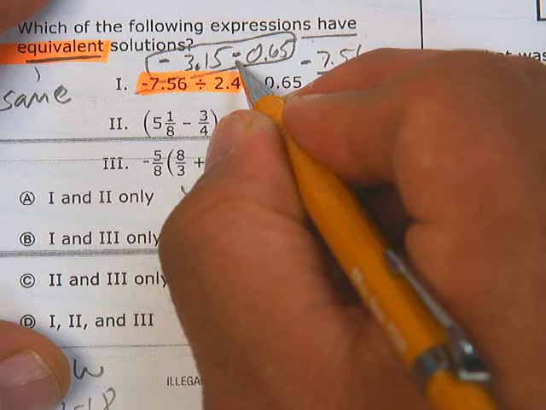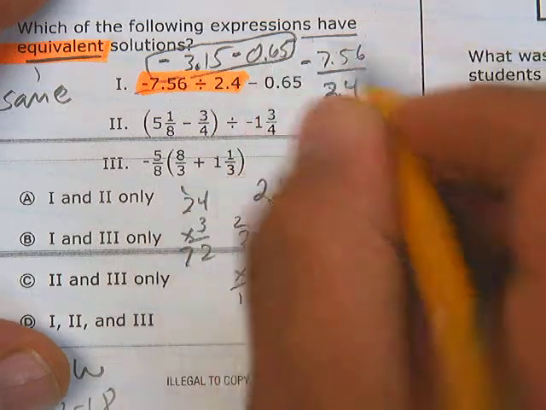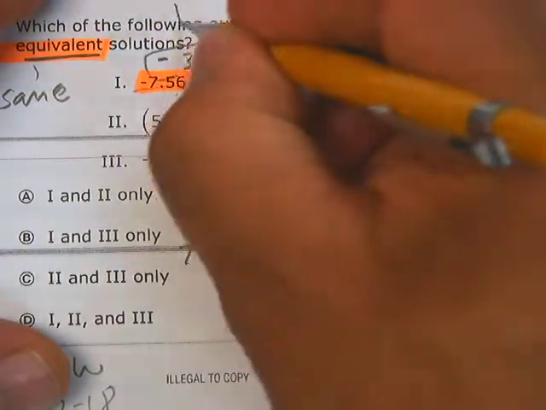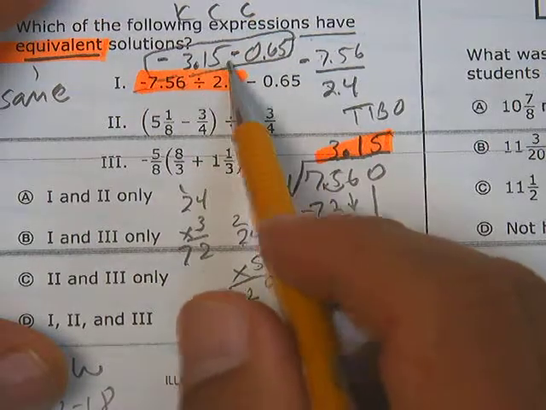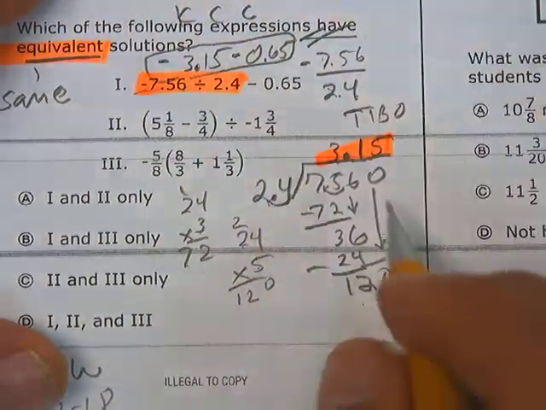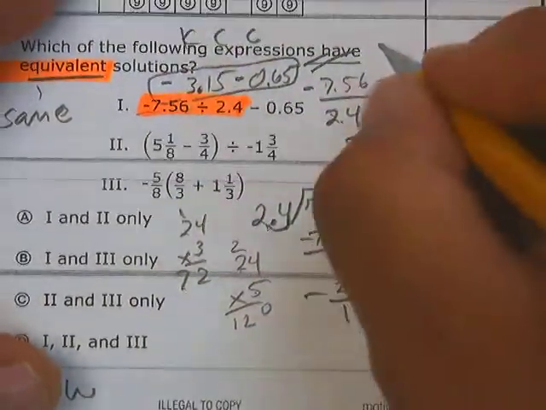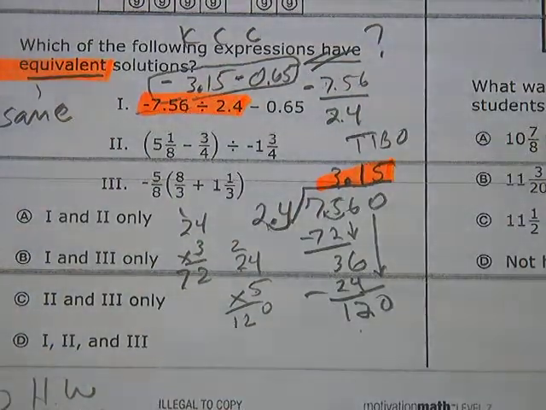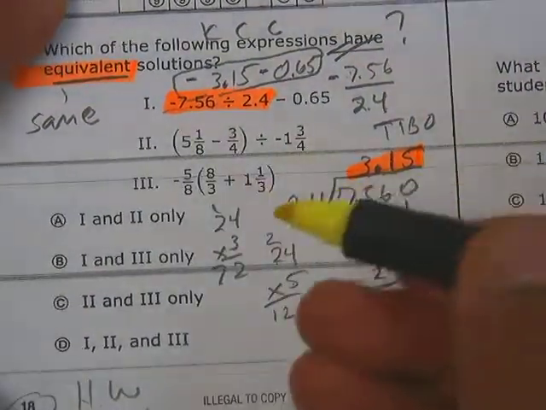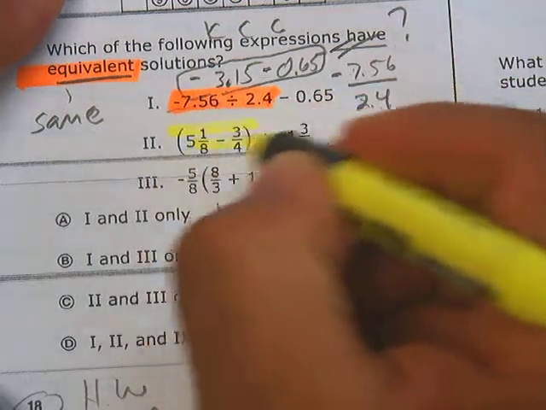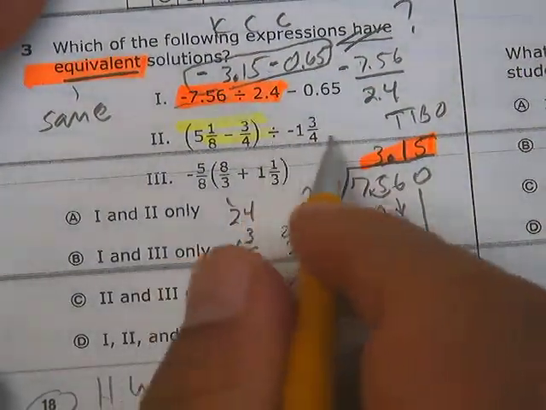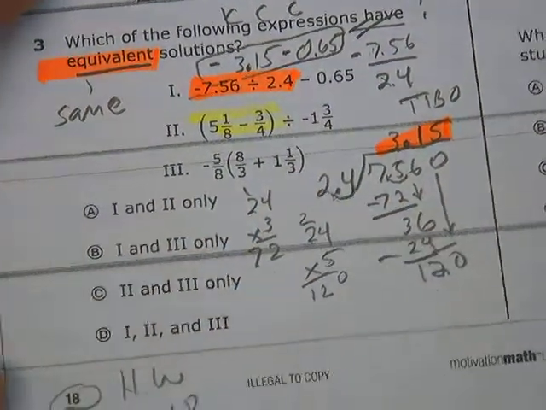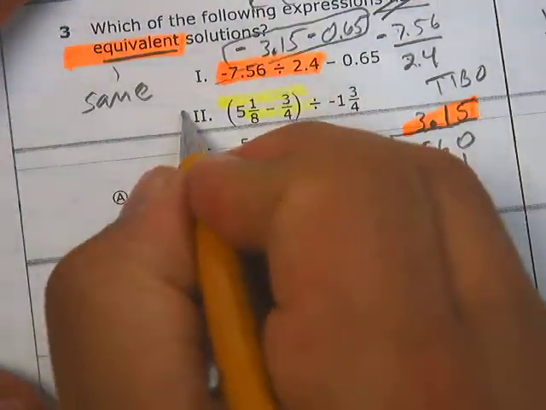0.65. So you have to find out this. You have to use KCC. Okay? So you have a negative 3.15 minus 0.65. Use your KCC strategy and you'll find out the answer to this. Okay? You have to find the answer to this. I'm not going to do that for you. Okay? Now, let's concentrate on this one here.